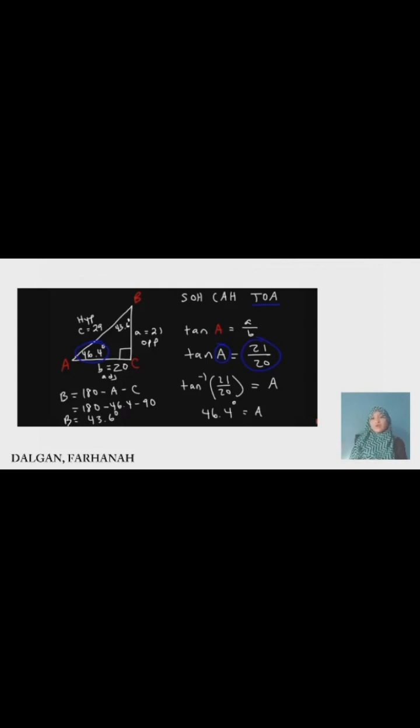If you're getting something different, now, in order to calculate angle B, it's going to equal 180 minus the other two angles, angle A and angle C. So it's 180 minus 46.4 minus 90, because the three angles of a triangle must add up to 180. So it's going to be 43.6. That is the value of angle B.